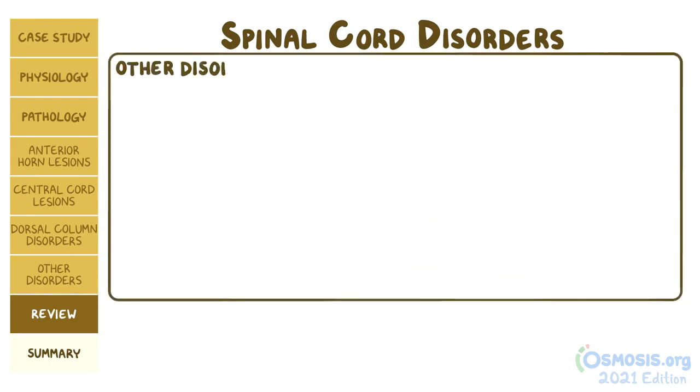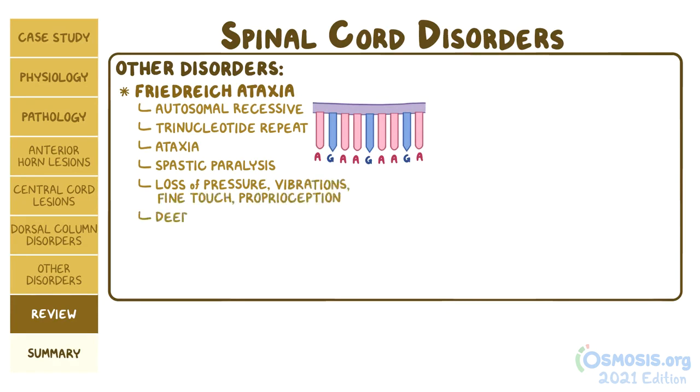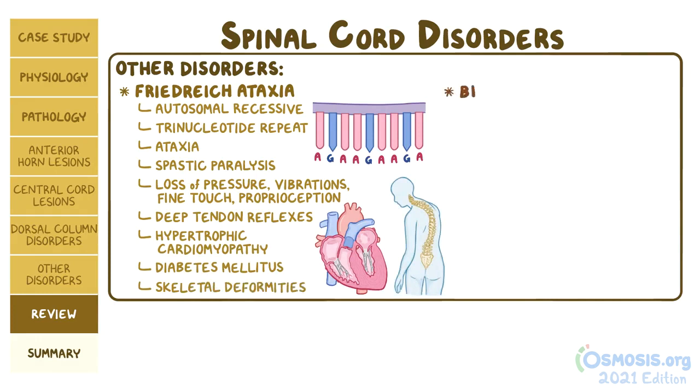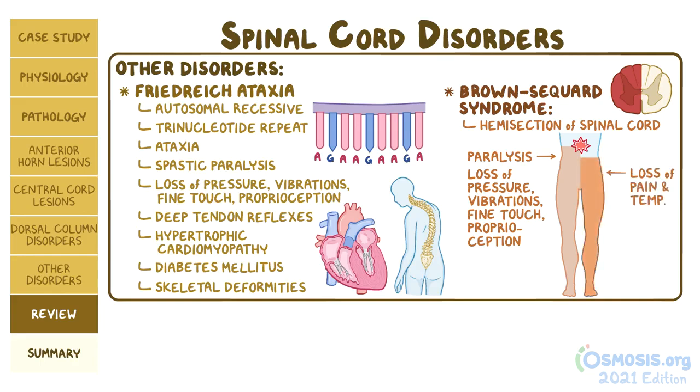Finally, other spinal cord disorders include Friedreich's ataxia, which is an autosomal recessive disorder due to trinucleotide repeats. It presents with ataxia, spastic paralysis, loss of pressure, vibrations, fine touch, and proprioception, and deep tendon reflexes, as well as hypertrophic cardiomyopathy, diabetes mellitus, and skeletal deformities. Lastly, there's Brown-Séquard syndrome, which is when there's a hemisection of the spinal cord resulting in paralysis and loss of pressure, vibrations, fine touch, and proprioception on the same side as the lesion, and loss of pain and temperature sensation on the opposite side of the lesion.